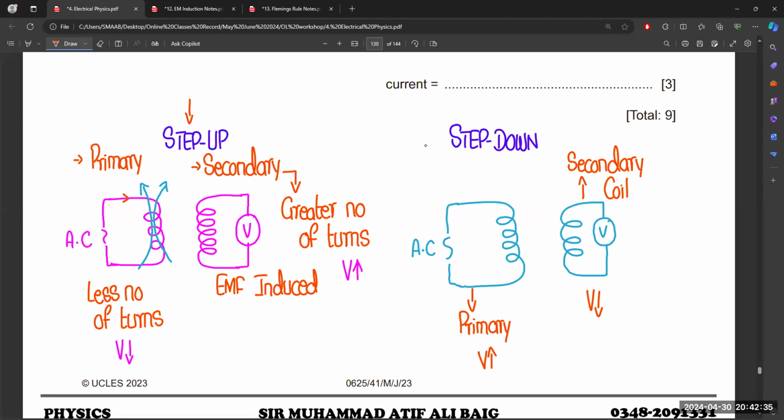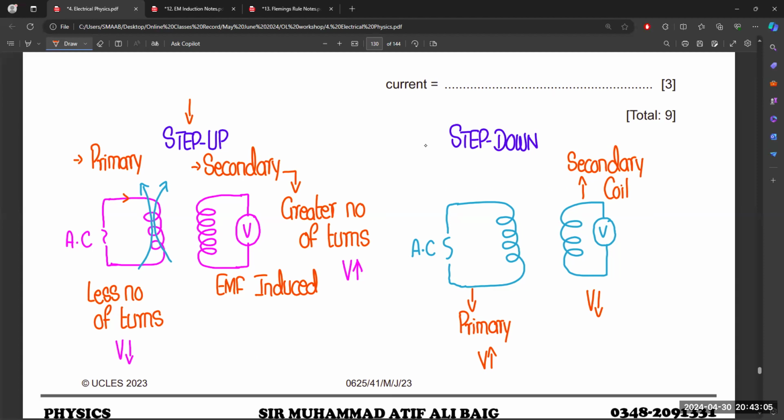So when AC current, or alternating current, passes through the primary coil in a step up transformer, it generates a magnetic field, just like electromagnetic induction. And due to the change in the magnetic field lines, an EMF is induced in the secondary coil, but we will get a high value of induced EMF. High value of induced EMF in the sense because there are more number of turns. Because number of turns increases the value of induced EMF.